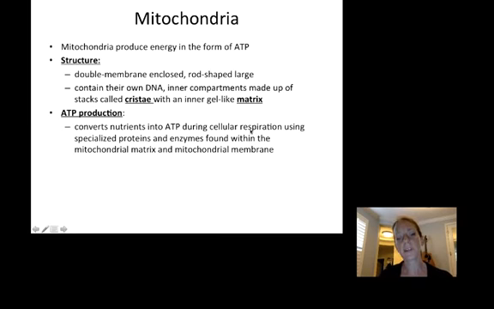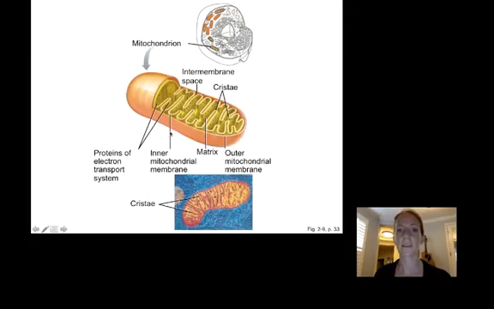So, cellular respiration uses specialized proteins and enzymes found within the mitochondria, in the matrix and in the membrane, to make ATP. So here's a picture of a mitochondria. Again, kind of looks like a little bean in cross section. The folds are cristae. The inner part of the mitochondria is the matrix. Various different compartments help the mitochondria sort out the different enzymes that it needs to make ATP.